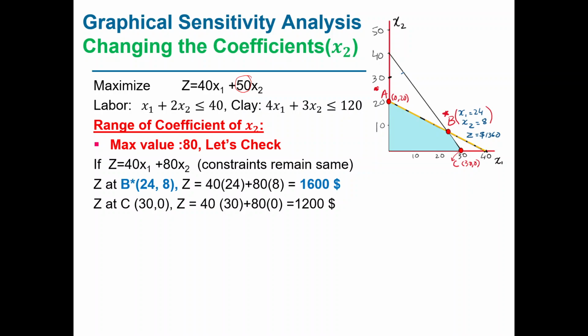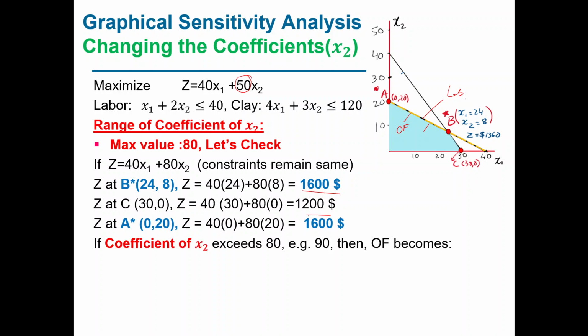Before doing so, also have a look at the figure where the objective function is now parallel to and overlapping the labor constraint. So we find the profit at points B, C, and A, and we see that the profit at B and A is $1,600, and both these points are optimal.